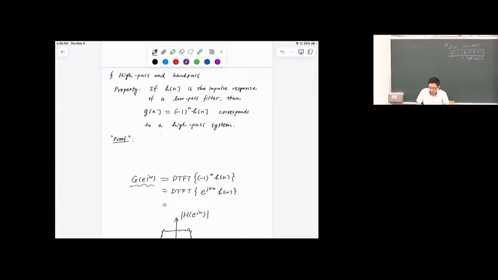you'll see that the frequency response is going to be a high pass. Okay, why? The reason again is the shift theorem. So let's go through this together. It's actually pretty easy.